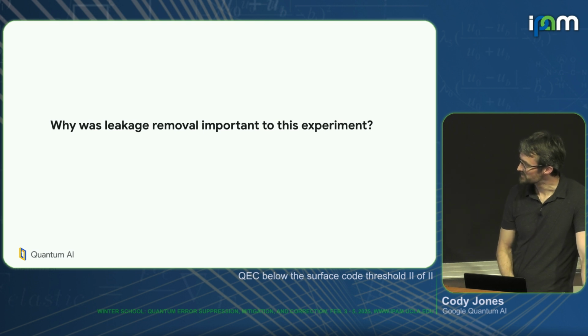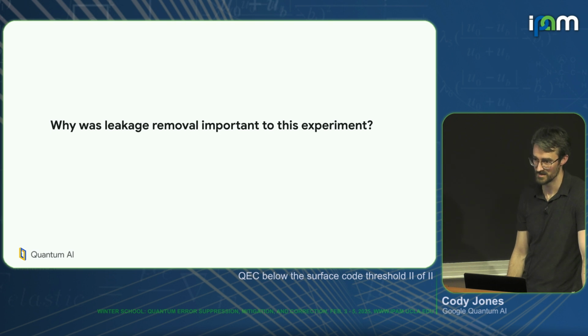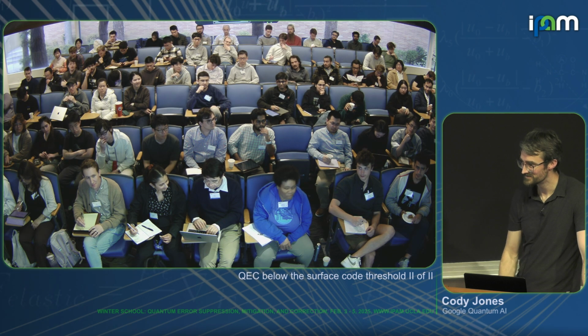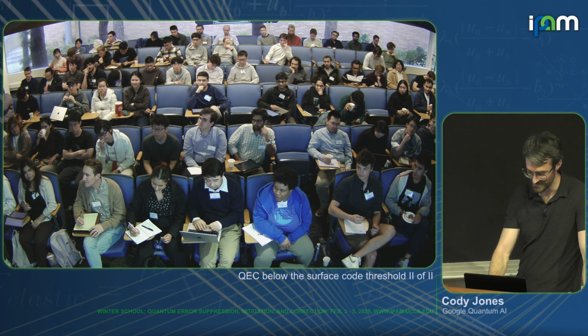Okay, so why was leakage removal important to this experiment? Yeah, go ahead. I mean, because it caused correlated errors and messed a lot of stuff up. Yep, that's right.